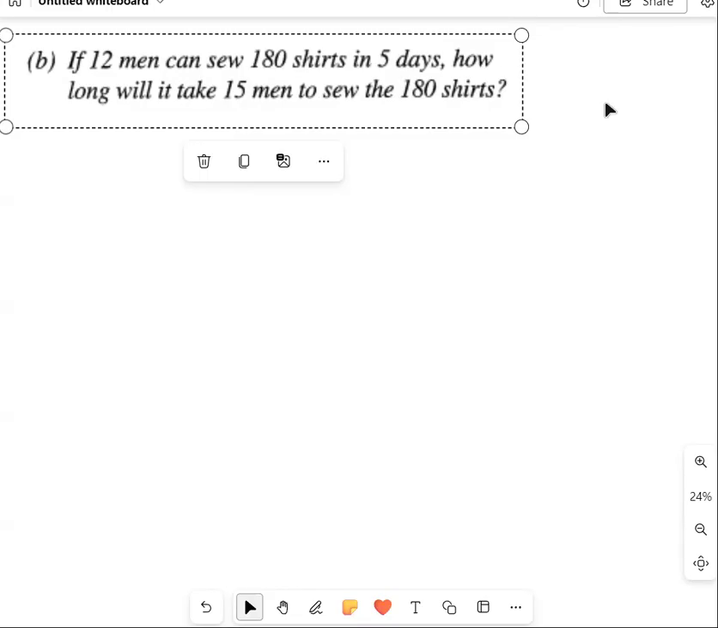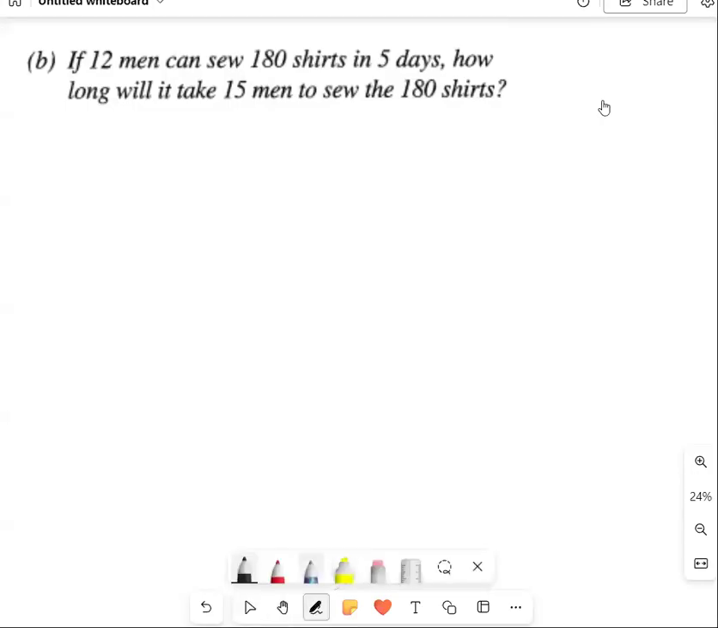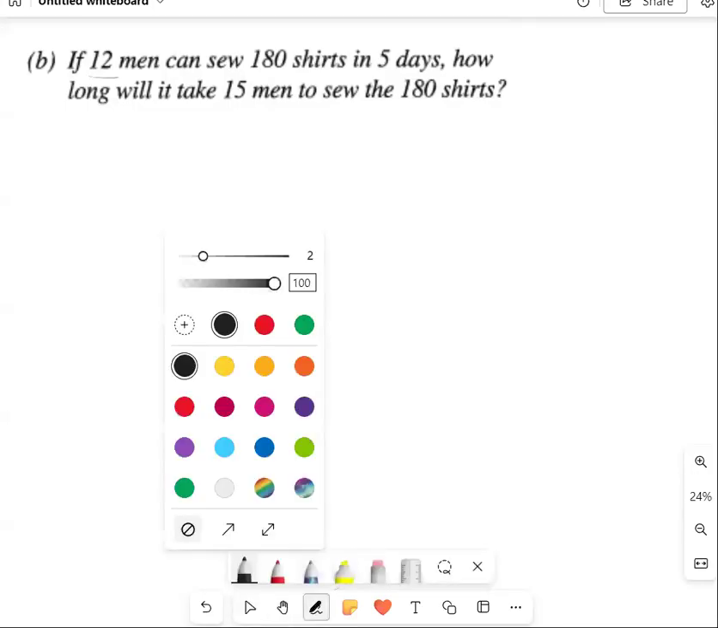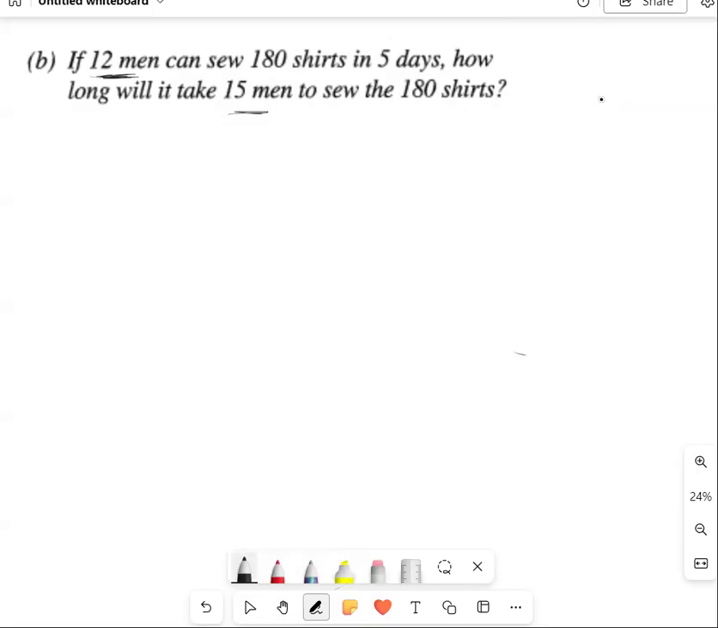The bad thing is that, just now we thought, well, if one is double, the other one is half. But think about it, we got 12 men here, and now we got 15 men. So it's not that the number of men is double. It's not easy to say that if the men were double, the time should be half. No, we just add on some men. So it's 12 here, 15 here.